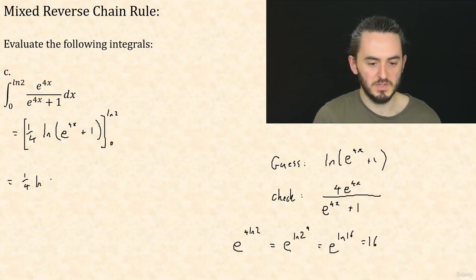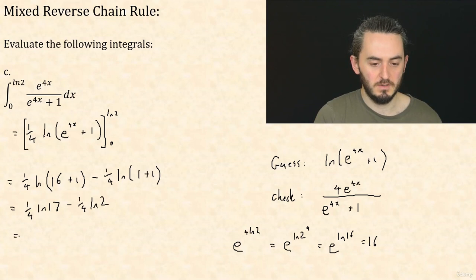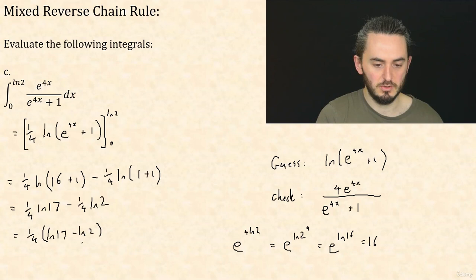So what I've got here is 1/4 ln, and then e to the 4x when x is ln 2 is 16, plus 1, and then I subtract 1/4 ln e to the 0, so that's just 1 plus 1. Okay, so neatened up, what is it? It's 1/4 ln 17 minus 1/4 ln 2. Let's get this as a single log. Factorising out a quarter, I get ln 17 minus ln 2. And overall then we've got 1/4 ln 17 over 2.